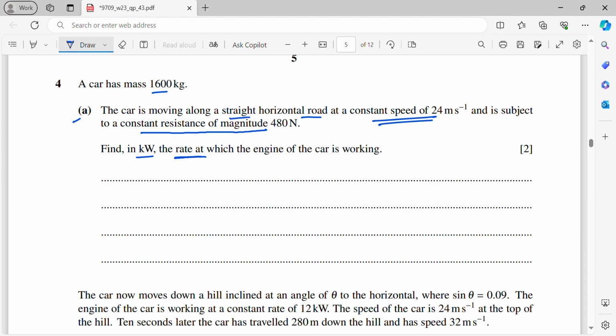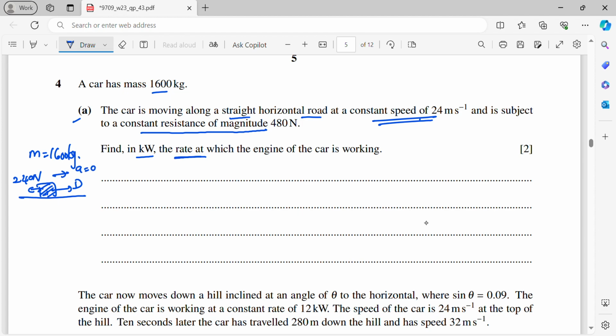Okay, so now from here, the rate at which the engine of the car is working is basically referring to the power. You need to find the power. So we know that power equals F times V. But before that, I have to find out what is your driving force. Let's say this is the car. So the M is 1,600 kilograms. This is the driving force, D. And then there is a resistance, 240 newtons. Constant speed means that the a equals 0.